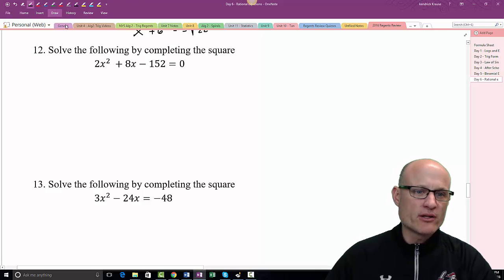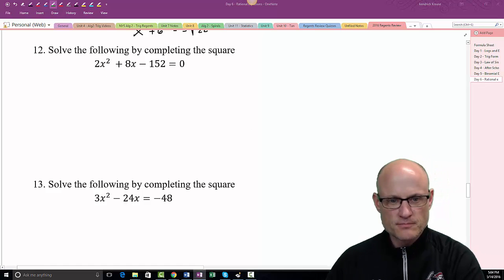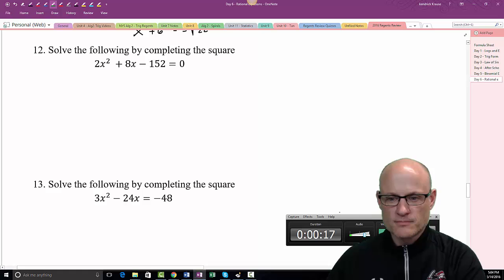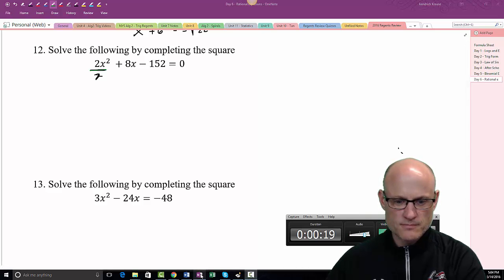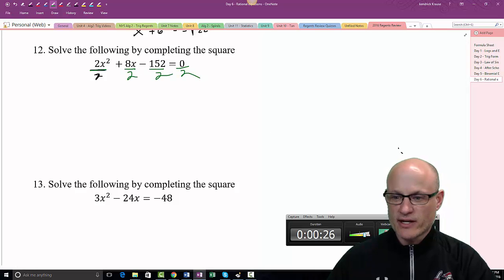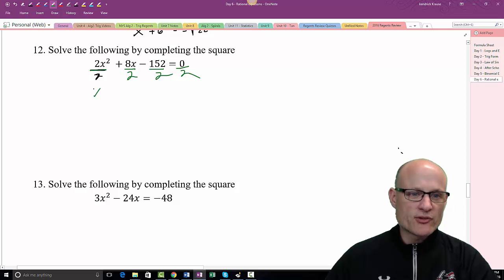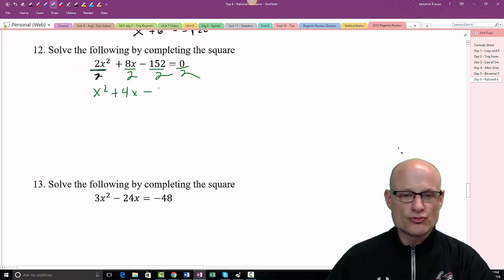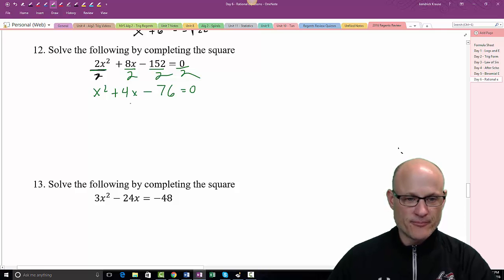First thing we're going to do is get rid of the leading coefficient. Divide by 2. Well, that's weird. Oh, there it is. Now we got it back. Divide by 2, divide by 2, divide by 2. Everything gets divided by 2. So I get x squared plus 4x minus 76 equals 0.